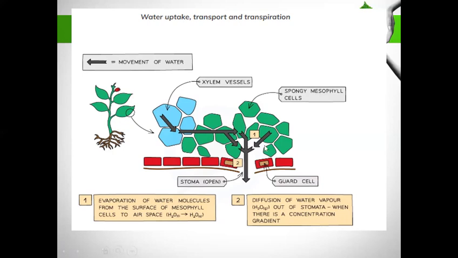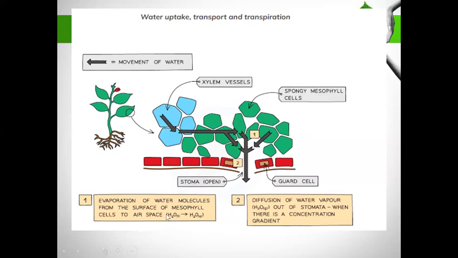In this diagram you can see how the water is uptaken, transported, and transpired. In the first step you can see how the root hair cells take up a lot of water. Then in the second step it goes to the cortex. After that, in the third step you can see how the water is moving. See here, evaporation of water molecules from the surface of mesophyll cells into the air space.